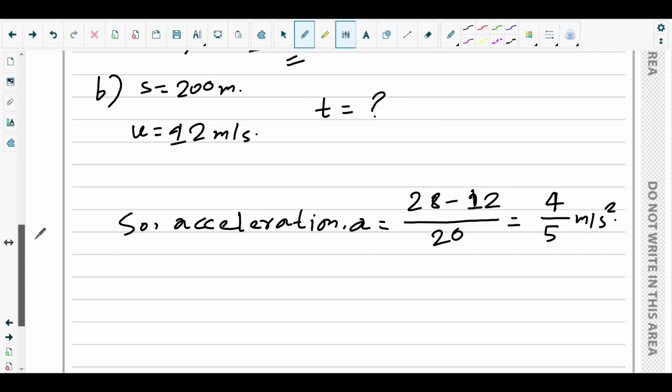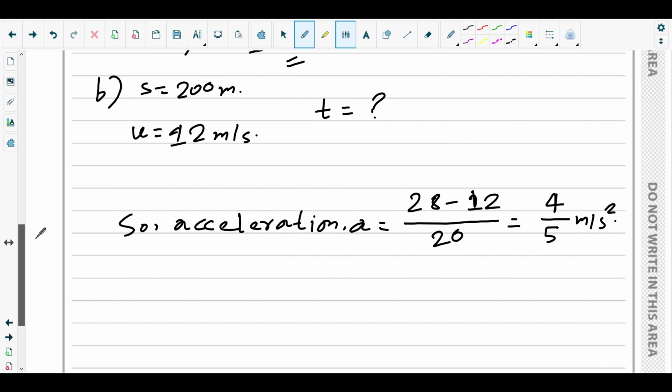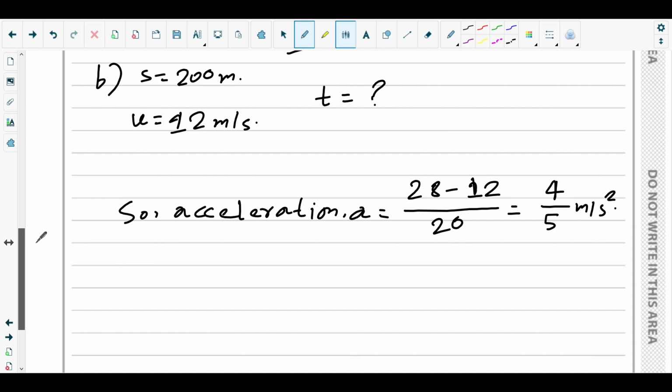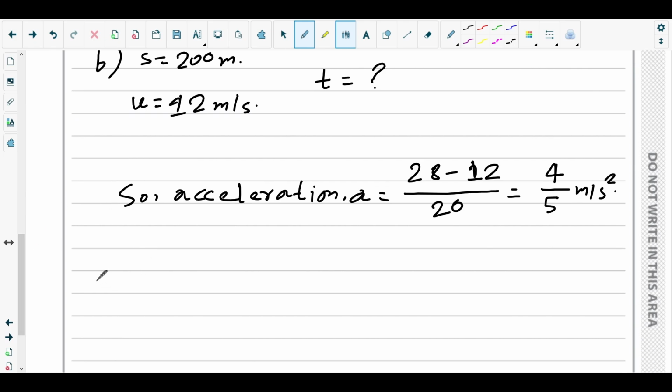So now we can figure out the value for the time that is required for the van to reach the midpoint of point AB. Which formula should we go for? We know u, we know s, we know a. So we have to go for s equals ut plus half of at squared.